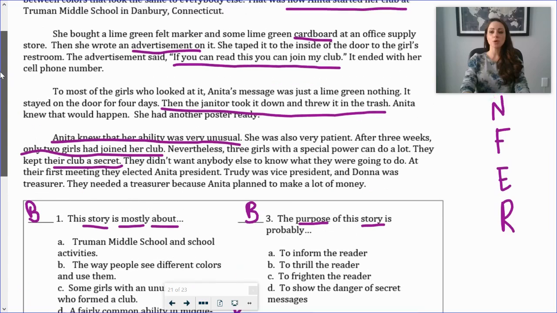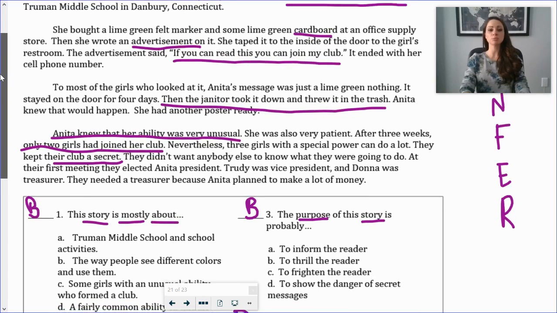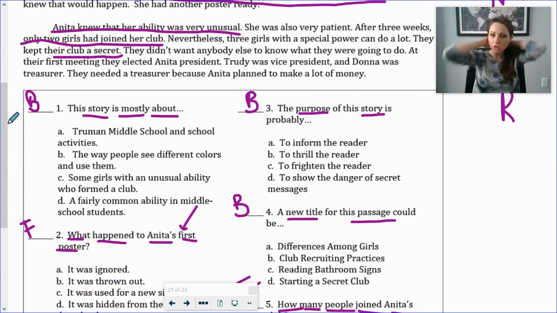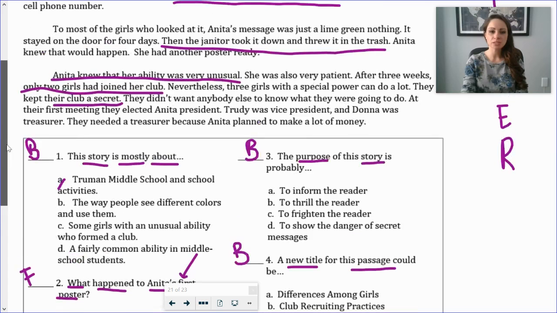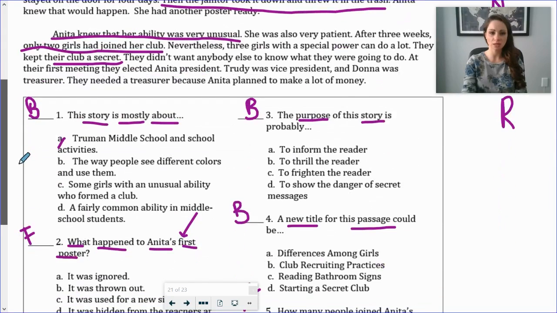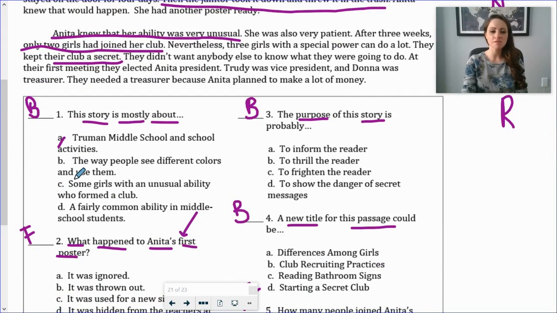Okay, so I found my clues and I explored supporting details. So now I'm going to return to my questions. So this first question says, this story is mostly about. Is it mostly about Truman Middle School and school activities? No. The way people see different colors and use them? It did mention seeing colors, but I don't think it talked about people using them. I'm going to leave that one. Let's see if there's a better answer. Some girls with an unusual ability who formed a club. I think that's a better answer.